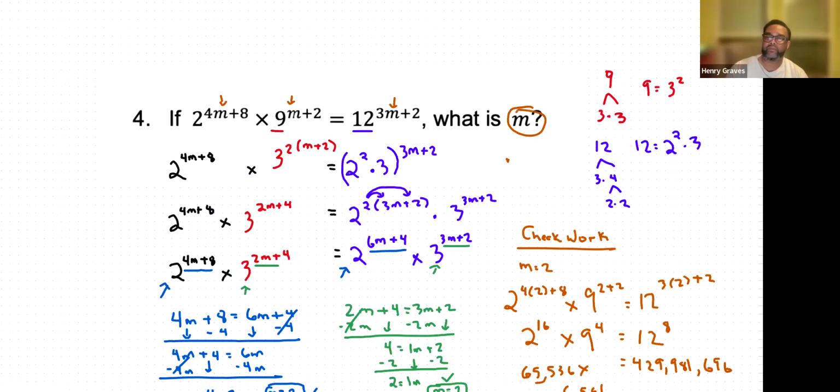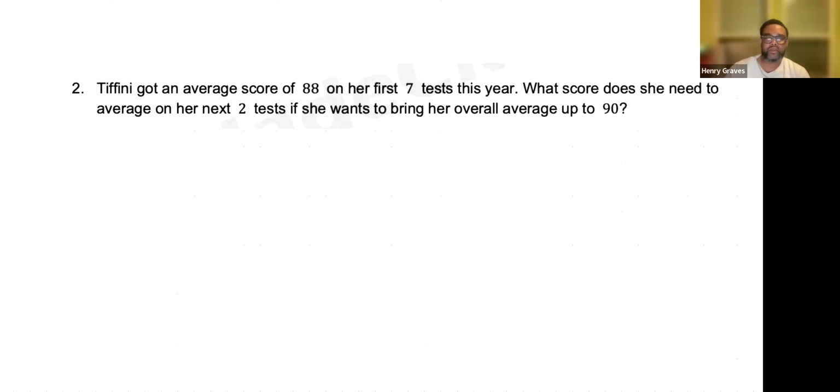We are good. Now there's something else I want us to look at. Another word problem. So here, I like to look at this in multiple steps. But first, let me read it out. It says that Tiffany got an average score of 88 on her first 7 tests this year. What score does she need to average on her next 2 tests if she wants to bring her overall average up to a 90?